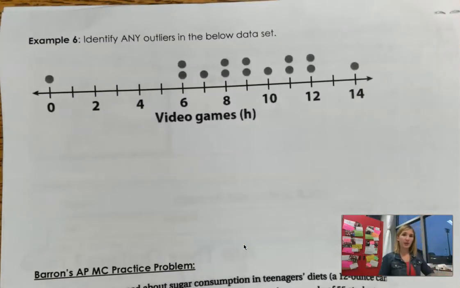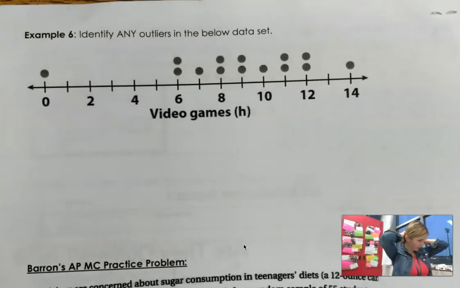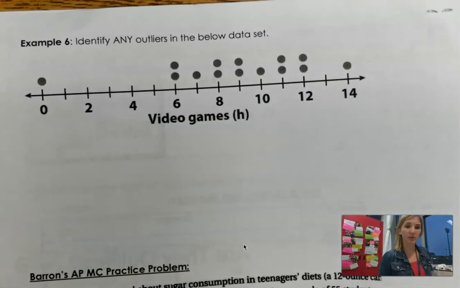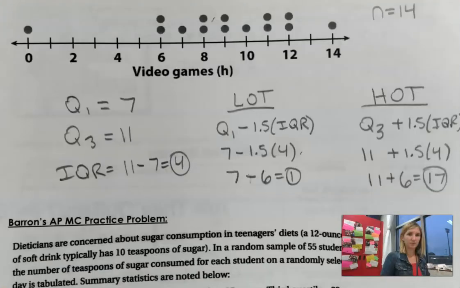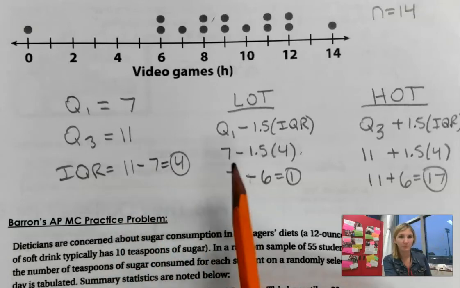All right, so we have an outlier problem and then a multiple choice practice problem. So go ahead and pause the video and see if you can identify any outliers in the data set below. All right, here is what I got. So the Q1 is 7, the Q3 is 11. So your IQR is going to be 11 minus 7, which gives you 4.